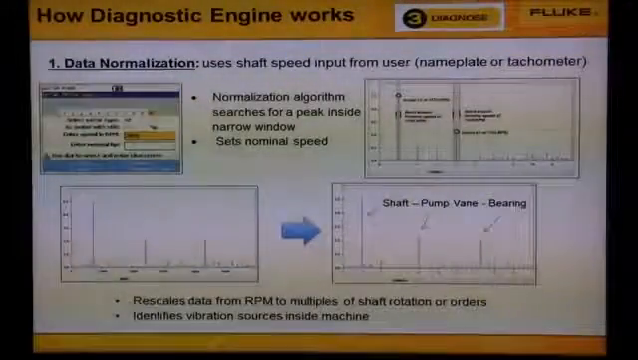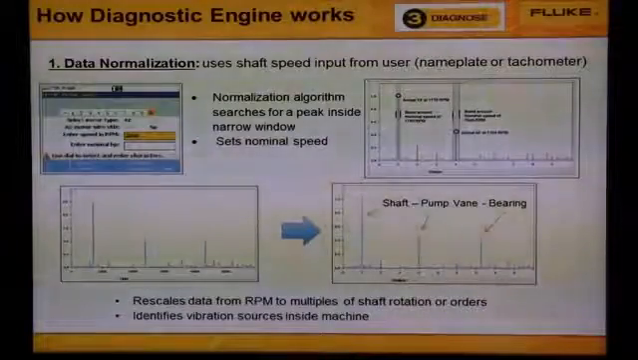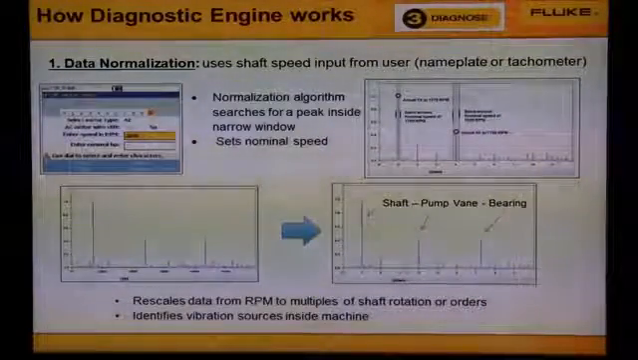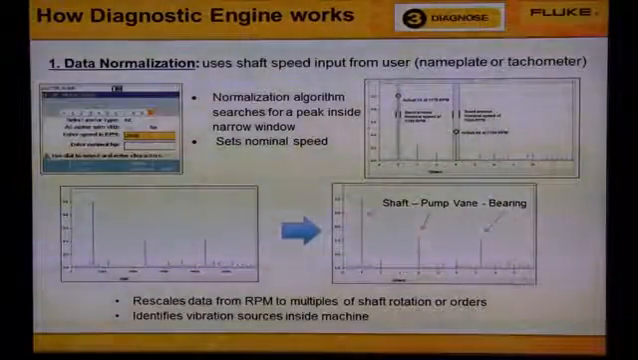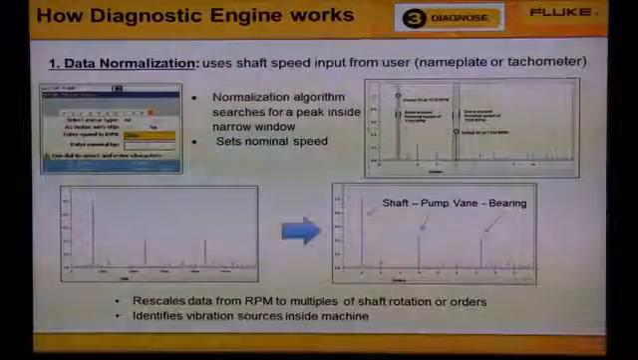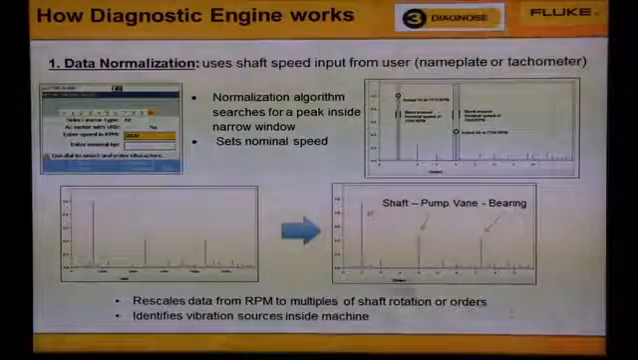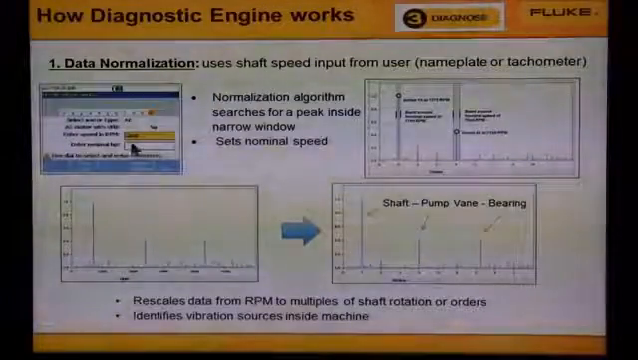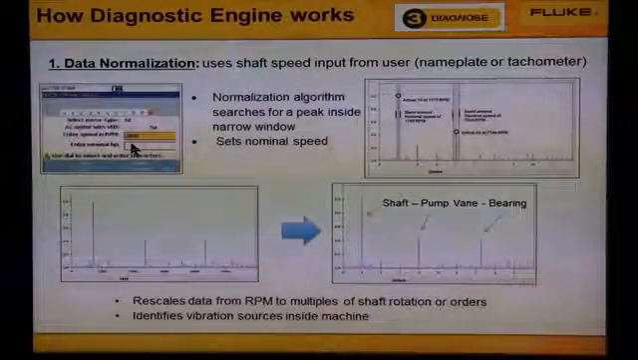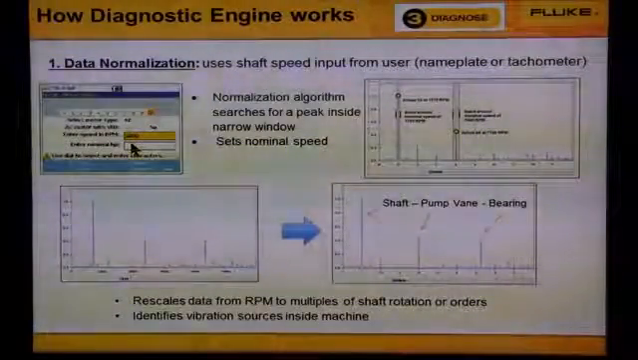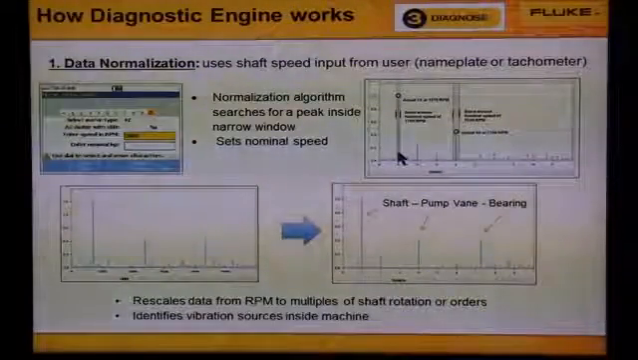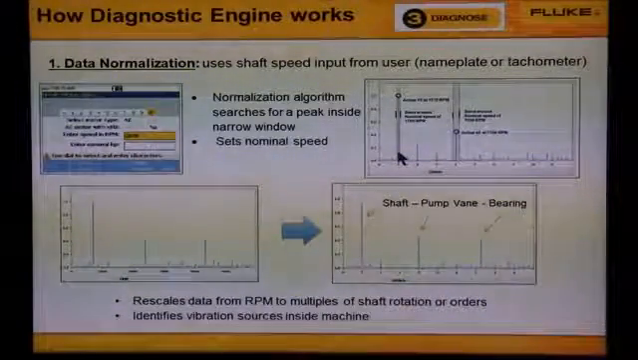The diagnostic engine inside the Fluke 810 has been developed over the past 30 years to follow the same steps of an experienced vibration analyst. In the first step, we need to find the actual speed of the rotating shaft. Based on the target speed given by the user during the setup, the diagnostic engine looks for the largest peak inside a plus or minus 4% window.